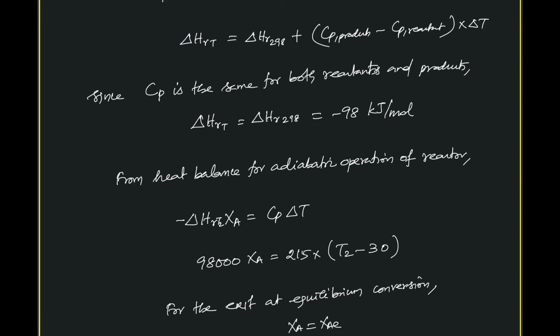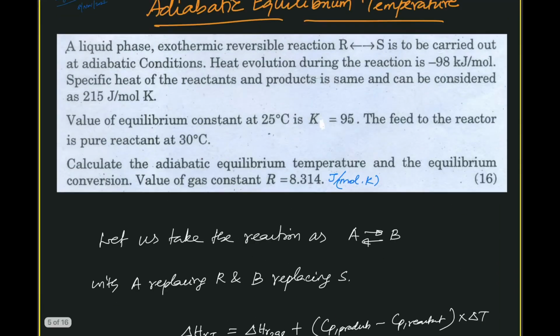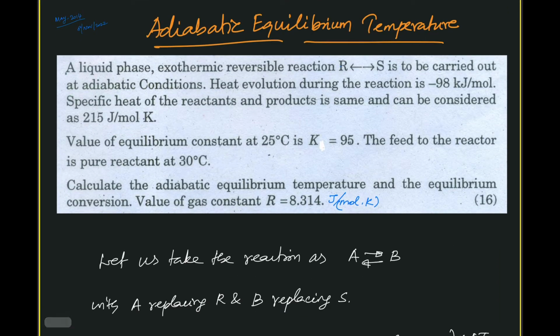Simply, heat of reaction at the exit temperature, multiplied by conversion of A, the key component, is equal to Cp of the feed multiplied by delta T. So this is heat generated per mole of A getting converted, which is equal to the heat needed to raise the feed from its initial temperature to the exit temperature. The Cp of feed is given as 215 joule per mole Kelvin and delta HR is given as minus 98 kilojoule per mole. Better to convert them to the same units.